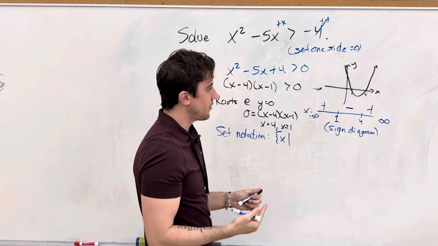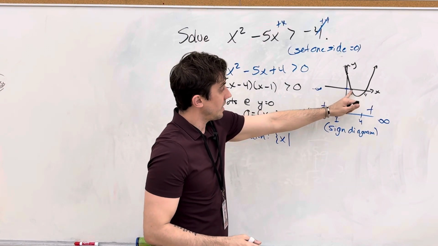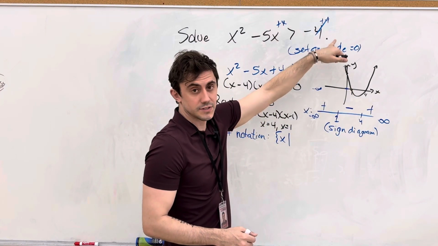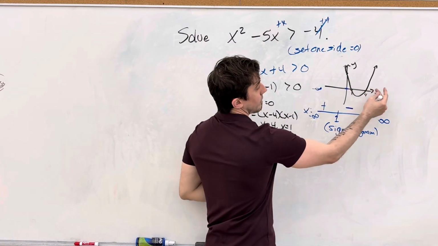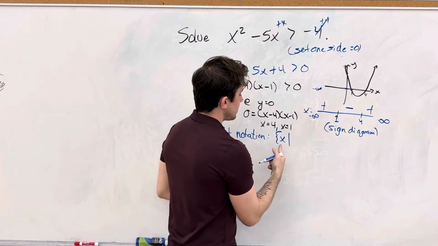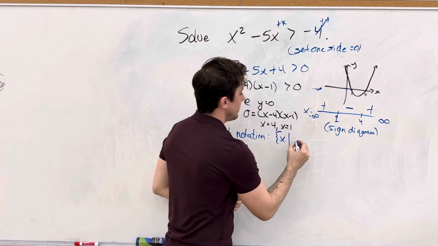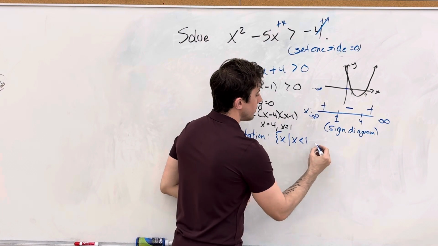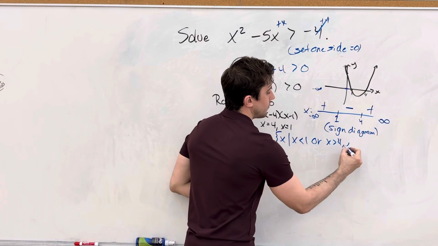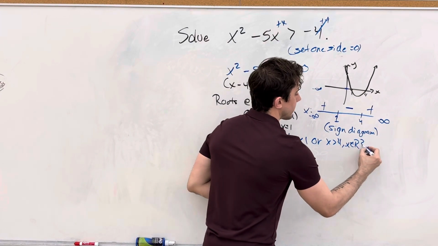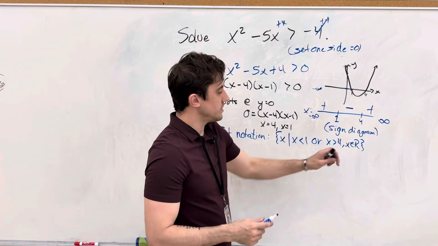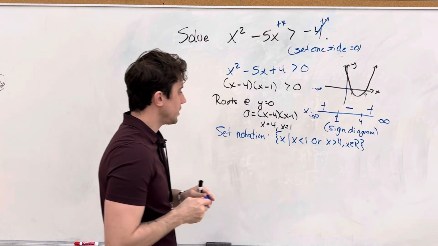Either or would suffice, right? As long as x is less than positive 1, to the left of 1, our function is in the positives. And if x is to the right of positive 4, our function is also in the positives. And so we can say any x value such that x is strictly less than 1, or x is strictly greater than positive 4, and from there x can be any real number, okay? So this is one way of writing it in set notation.